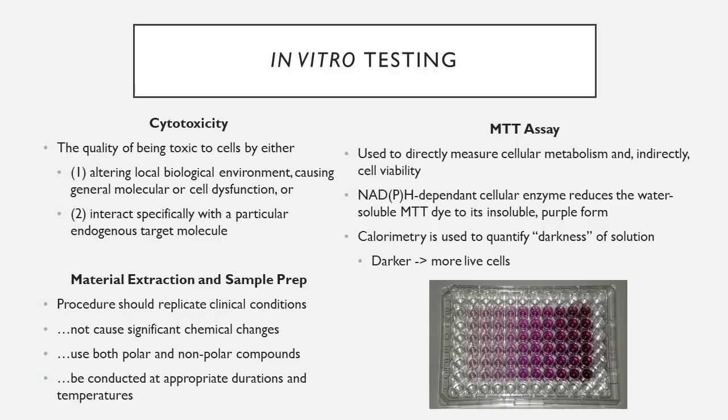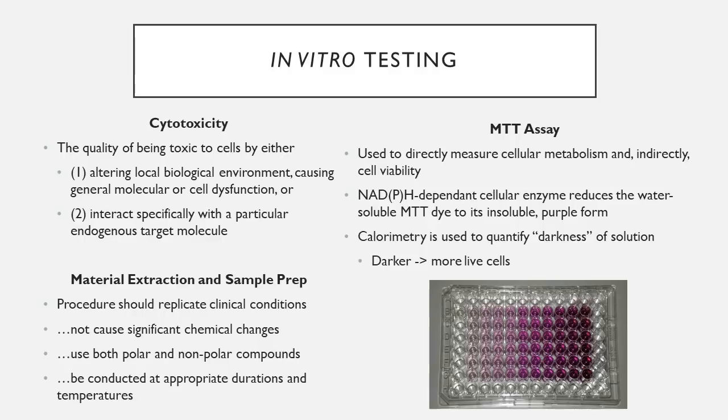Now, in general, to prep a sample for cytotoxicity testing, and many of the tests that we're going to talk about in this chapter, involve a few steps and have a few requirements associated with them. Any chemical prep step should not cause any significant chemical changes to the extract that you're testing. You want to use both polar and nonpolar compounds so you can extract all types of chemicals and leachables. And you also want to conduct them at appropriate durations and temperatures, like 37 degrees Celsius, that mimic the actual device implantation or use.